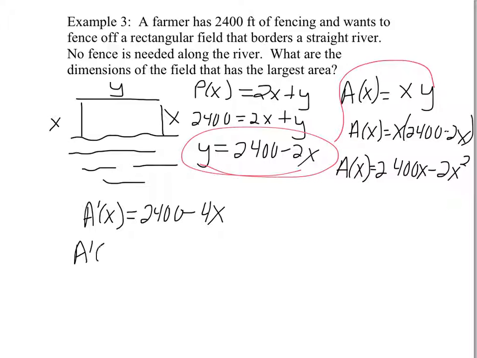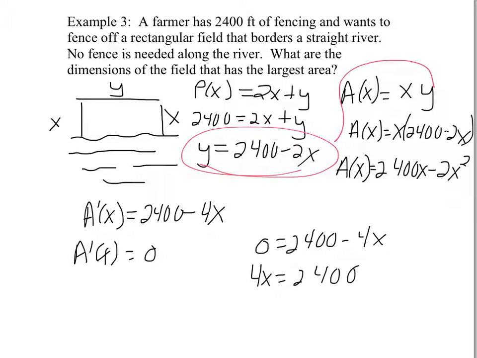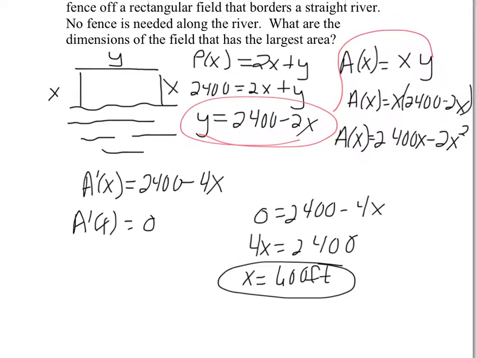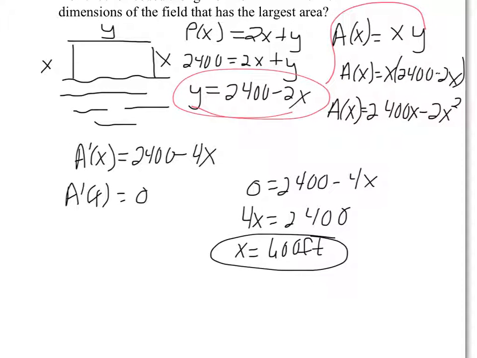And if I want to set A prime of x equal to 0, I can do that simply by saying 0 equals 2,400 minus 4x. So 4x equals 2,400. And if I divide that out, I get x equals 600 feet. So the x is equal to 600 feet, but unlike the previous problems, that does not necessarily mean that y equals 600 feet. So if I plug x back into the y function here and solve for it, I actually get y to equal 1,200 feet.